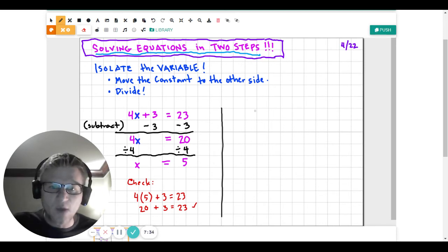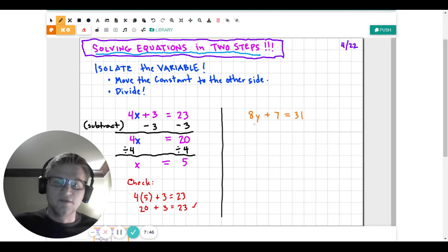Next one's going to be 8y. I'm going to use a different variable, by the way. 8y plus 7 equals 31, right? So what do I do here?